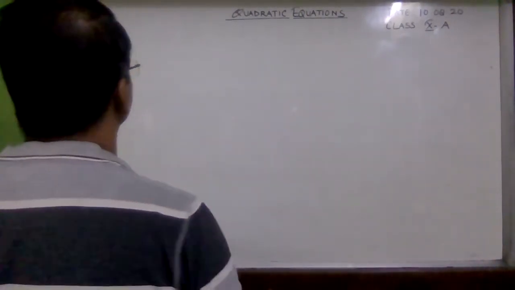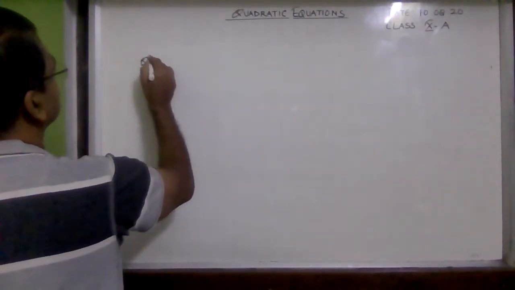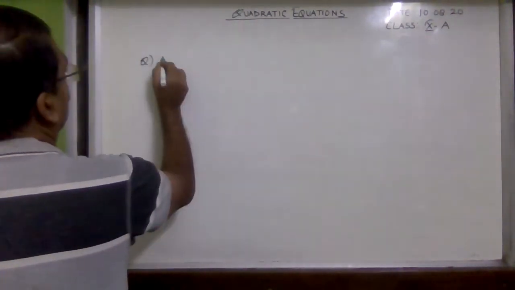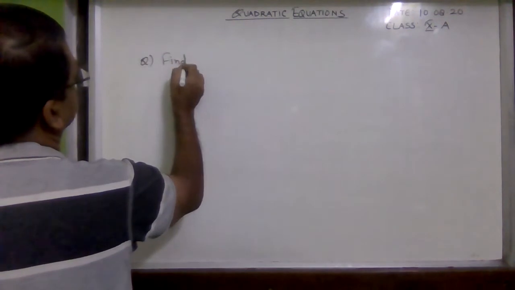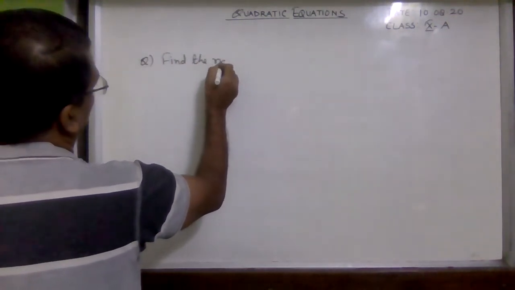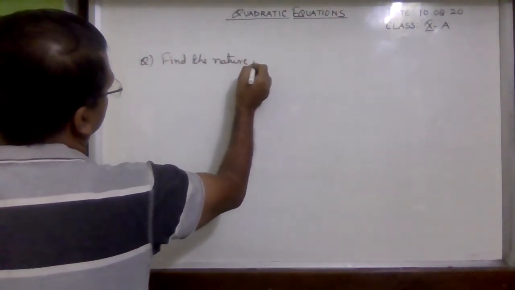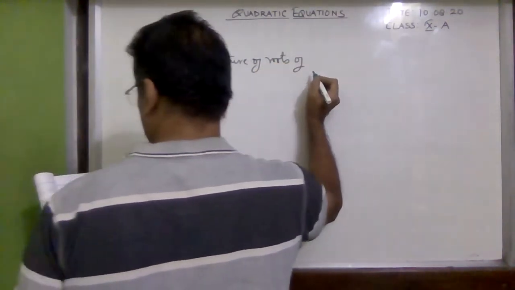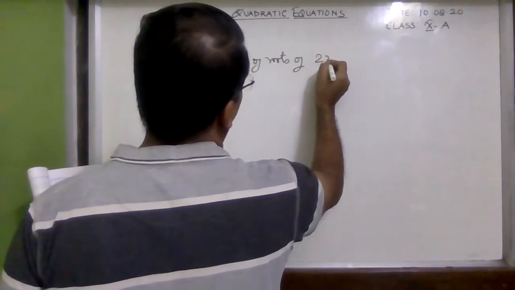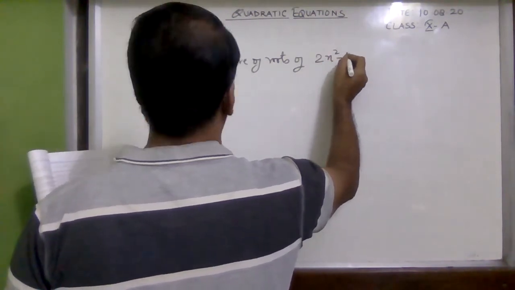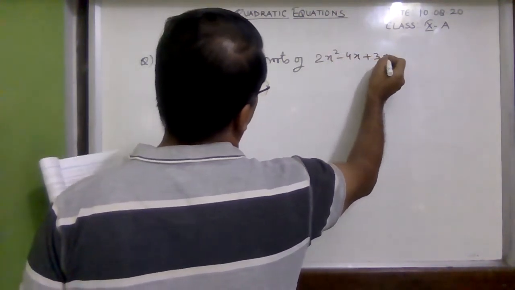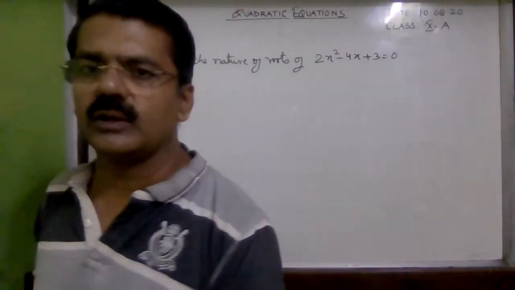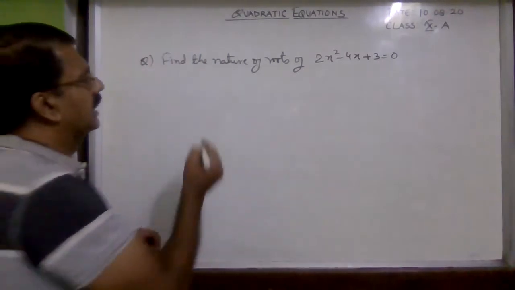First question, find the nature of roots of 2x square minus 4x plus 3 is equal to 0.